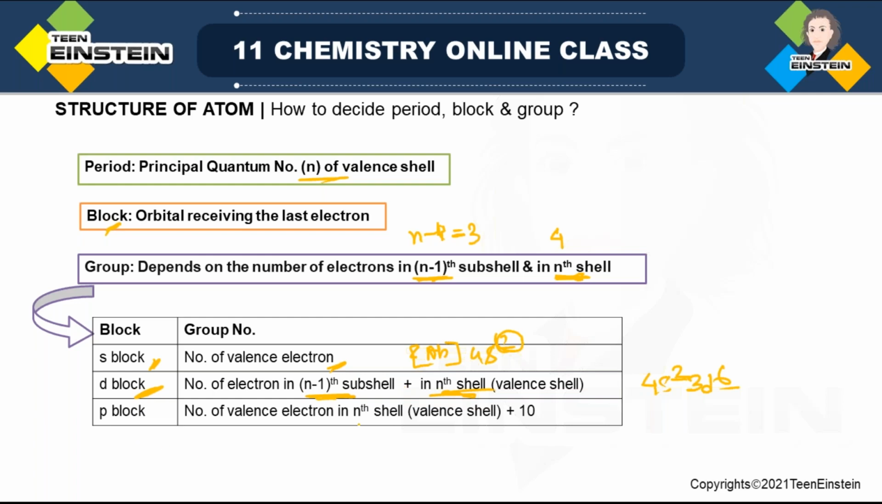Then for P, what you have to do is take the number of valence electrons in the nth shell plus 10. So just take the previous example. In the case of bismuth, what we have seen, this is the valence shell, right?